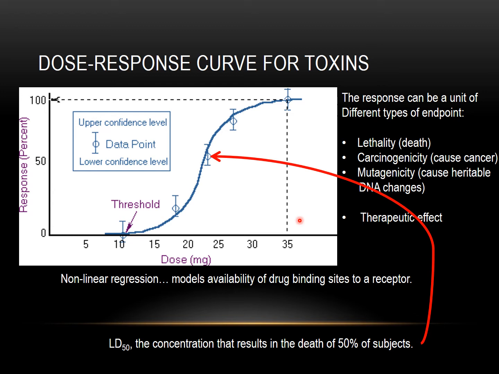This brings up another important benchmark for all of our dose response studies, and that's the 50% mark, or the concentration at which 50% of the members of a test population exhibit symptoms. For lethality, we call this the LD50, or the lethal dose 50, in which the concentration of our toxin results in the death of 50% of our test subjects.